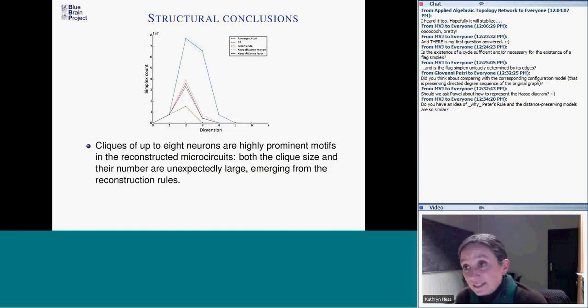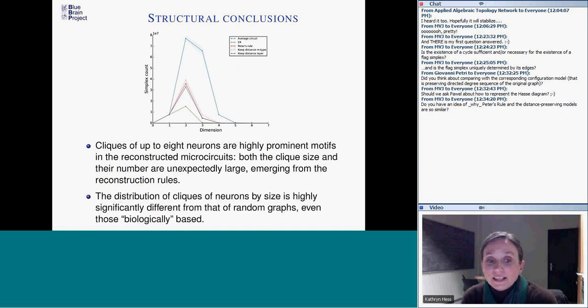So we don't see it in this graph because the numbers are so much smaller than 10 million. But we actually have directed cliques of up to 8 neurons in the microcircuits. And there can be hundreds of these things. Both the size of these directed cliques and their numbers are much larger than what was expected. And they emerged simply from this reconstruction rule applied for building the microcircuit. As you see from the graph, the distribution of the clique size is different from those random graphs, even those that are sort of biologically based.